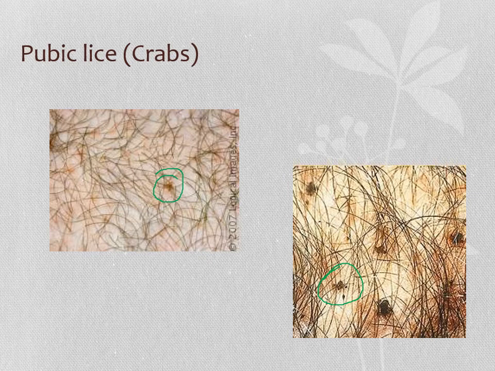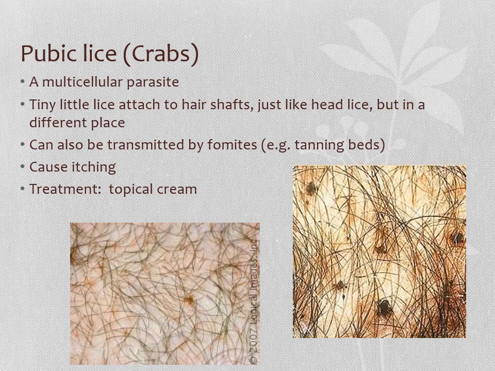So the treatment for these is to use a topical cream, kills them pretty well. And like other parasites, you can sometimes catch these from fomites. So again, multicellular parasite, they're lice, just like head lice, just a different place. You can get them from tanning beds and things like that. So if you use those, and there are a lot of other health concerns associated with tanning beds, but if you use them, make sure that you wipe them down thoroughly before you use them. And it typically causes itching, and we can treat it successfully with a topical prescription cream. No worries.